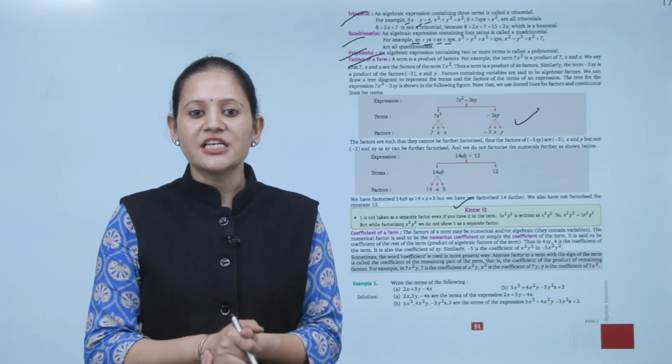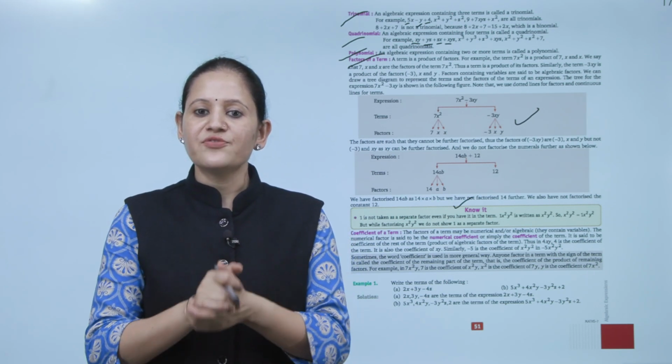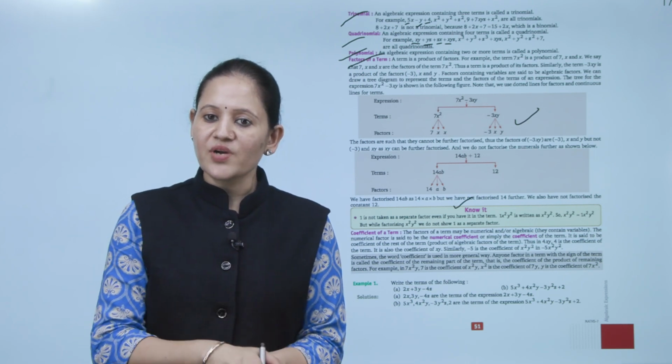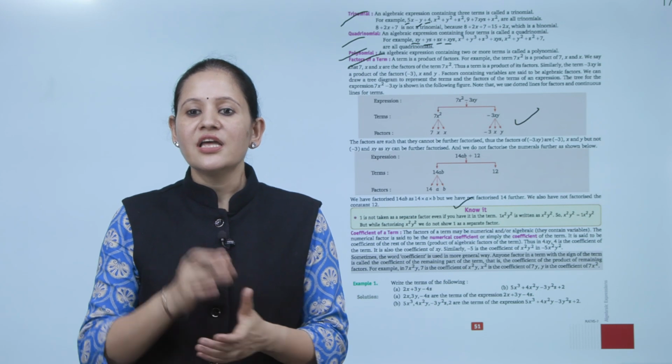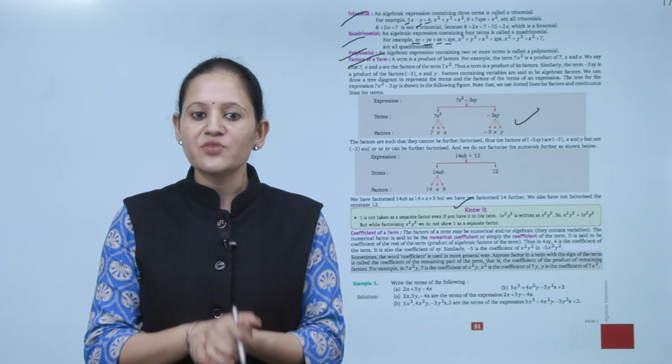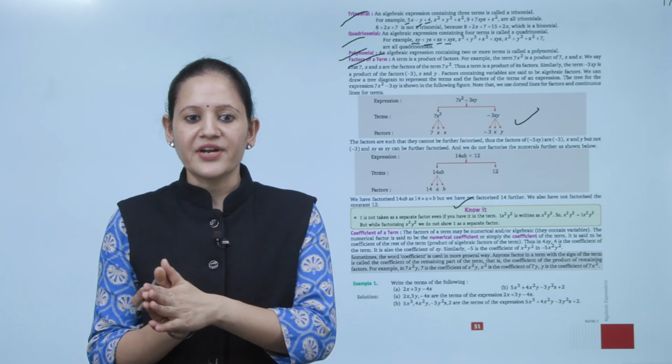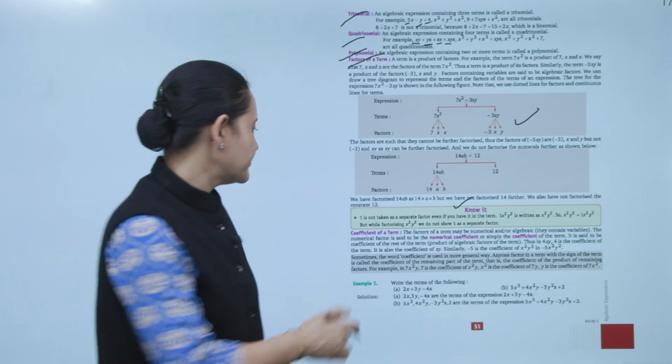1 is not taken as a separate factor even if you have it in the term. 1x square y square is written as x square y square. So x square y square is equal to 1x square y square. But while factorizing x square y square, we do not show 1 as a separate factor. Next is coefficient of a term.